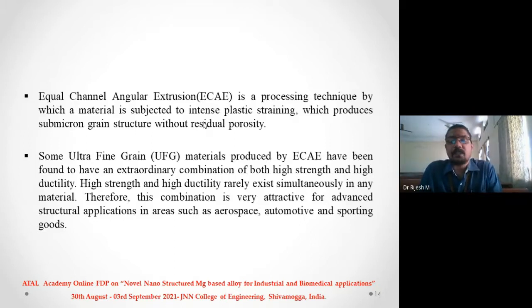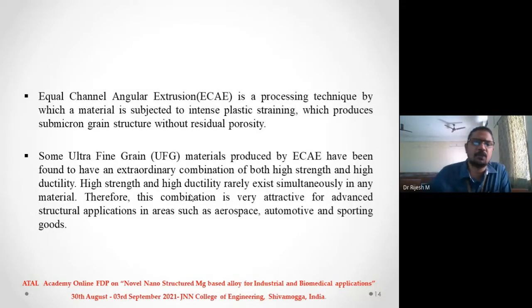The Hall-Petch relationship is not valid after a certain decrease in grain size. So I should have some mechanism where I'll have a combination of strength and high ductility by a combination of these grains also. This high strength and high ductility rarely exist simultaneously. So this combination is very attractive for advanced structural applications in areas such as aerospace, automotive, sporting goods, etc.